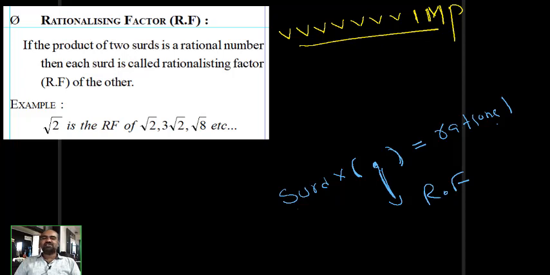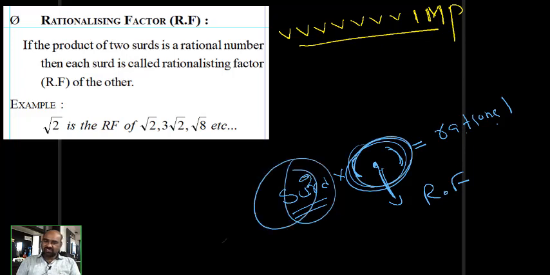How to find the rationalizing factor of a surd and what are the properties? What is the meaning of simplest rationalizing factor? All that I am going to explain now. Listen students, a surd is multiplied by another surd so that the product is a rational number. Then this is called the RF of this surd.